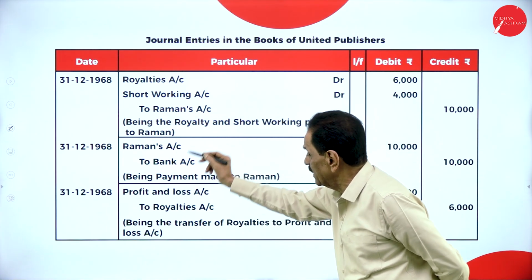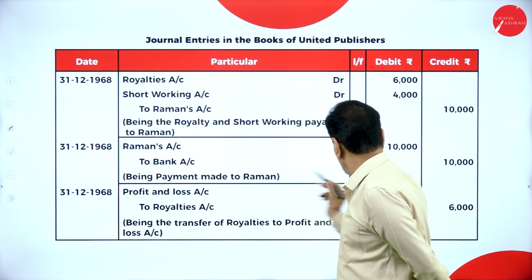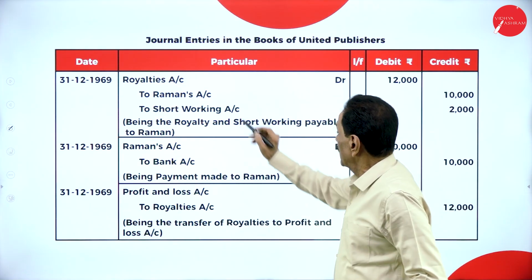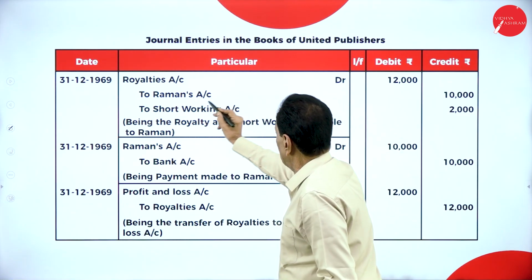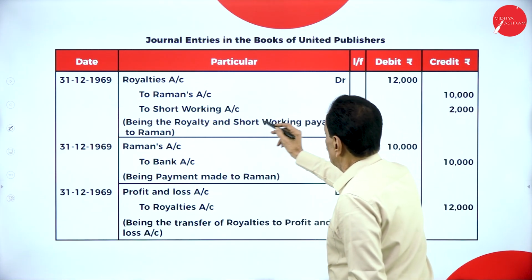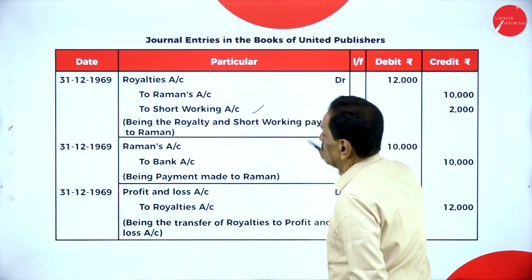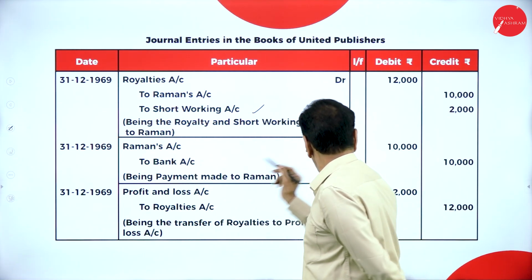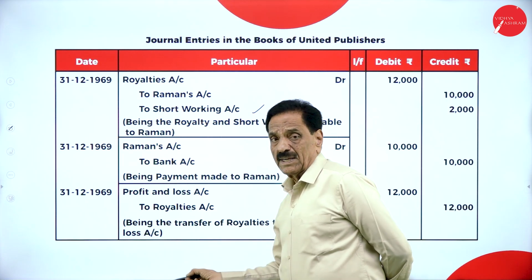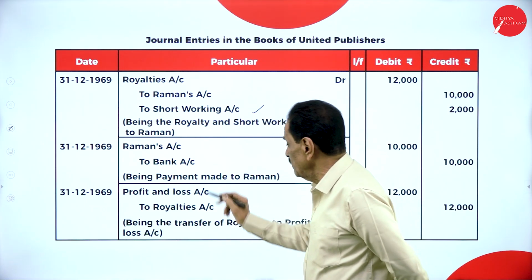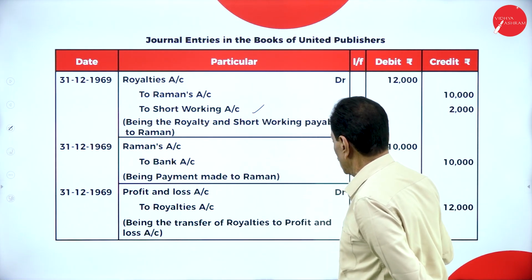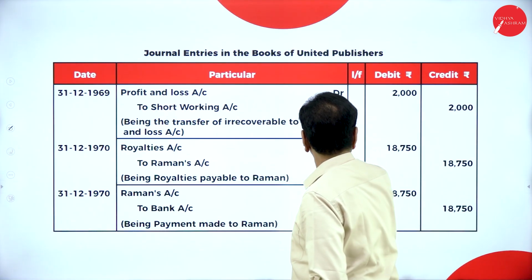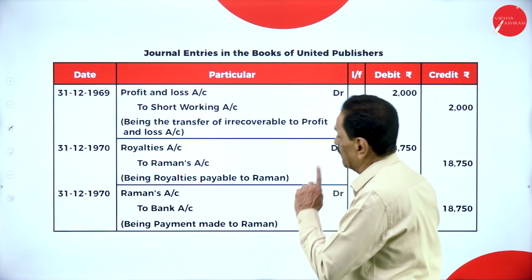Whatever the royalty is, transfer to profit and loss account. Profit and loss account debit to royalties account. Then royalties account debit 12,000, to Raman account 10,000, to short working recoverable 2,000. Raman account payable 10,000, Raman to bank account 10,000. Royalty transfer to profit and loss account, profit and loss account debit to royalties account 12,000. Then profit and loss account to short working 2,000, that's the fine.